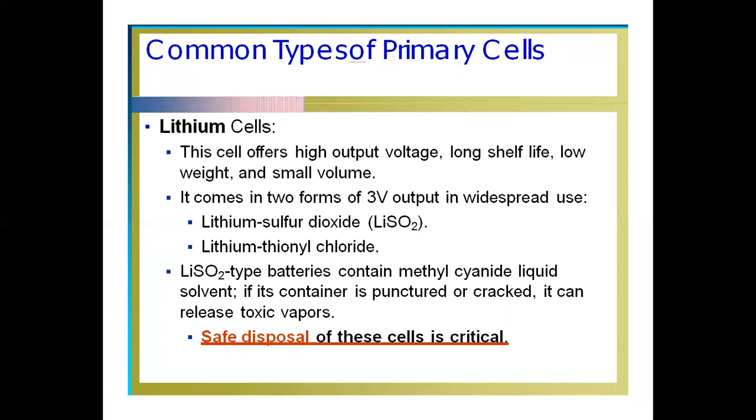Lithium sulfur dioxide type batteries contain methyl cyanide liquid as a solvent. If its container is punctured or cracked, it can release toxic vapors. That is the drawback of this lithium sulfur dioxide cell. The safe disposal of this type of cell is very, very critical.